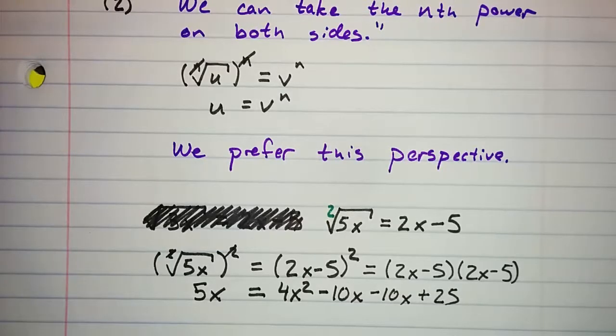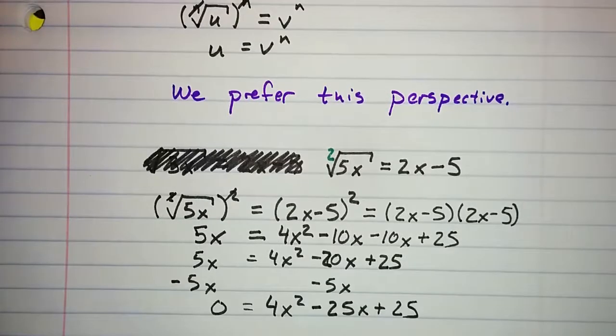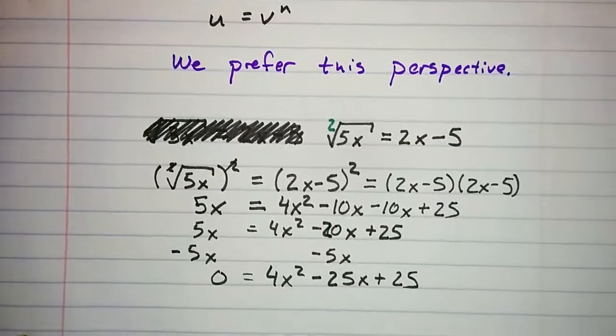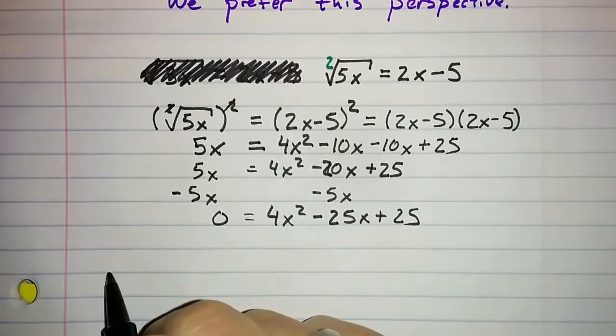This is probably something that's going to happen occasionally. That's okay, I know how to solve this. I'll collect like terms over here, and then I'll subtract 5x on both sides. Now I'll stare at this intently for about 7 seconds and see if I can see how to factor it. And not immediately seeing a way to factor, I'm going to use the quadratic formula.